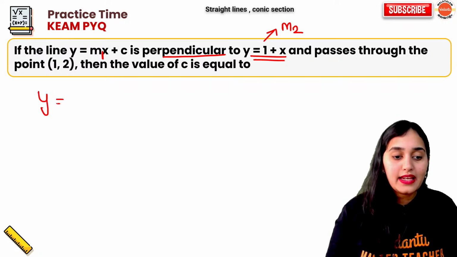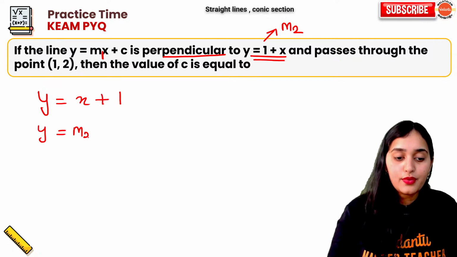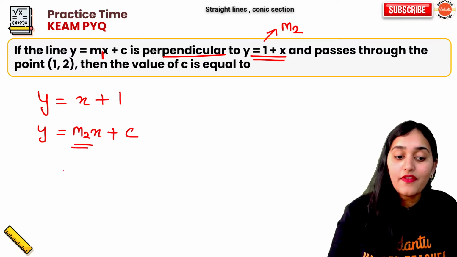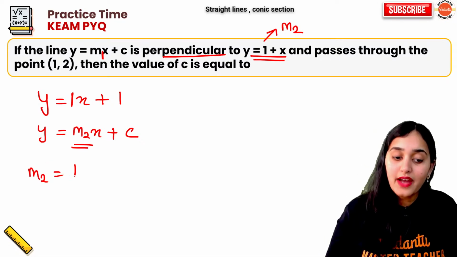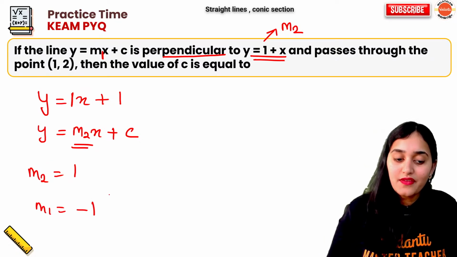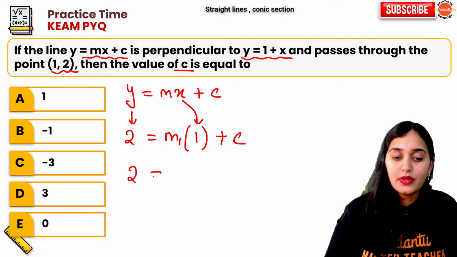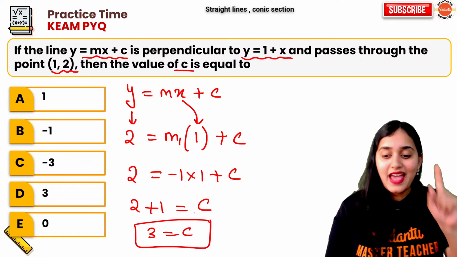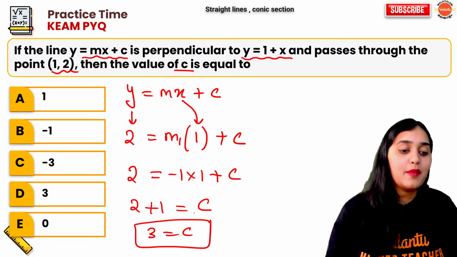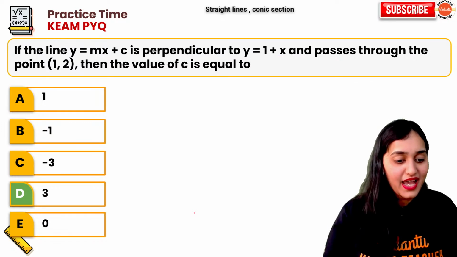Let me write it in the standard form: y is equal to x plus 1. So y is equal to m2 x plus c. What is the value of m2? When nothing is there, 1 is there. So m2 is 1, so m1 will be minus 1. Let's put it here. So 2 is equal to minus 1 into 1 plus c. So 2 plus 1 is equal to c. So c is 3. Akshay and Abhinav, 3 is the right answer. Very good, absolutely right.